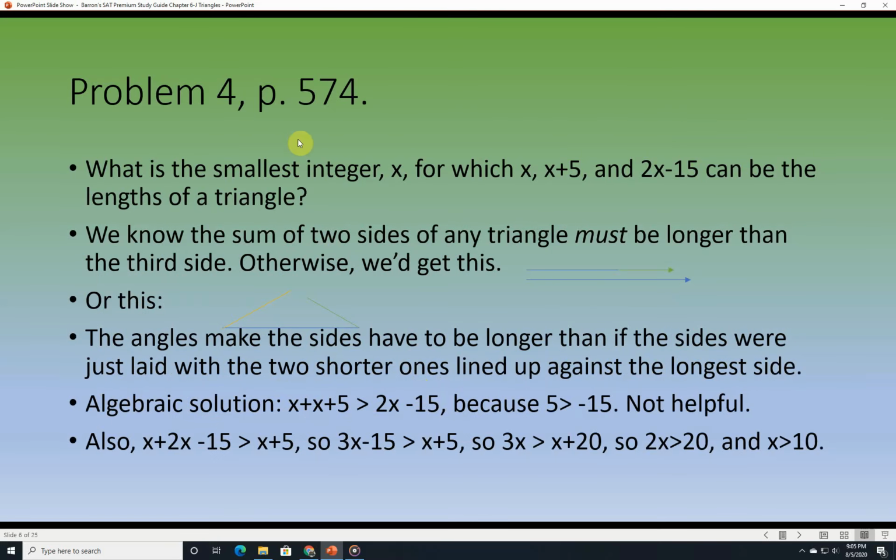Problem 4, number 574. What is the smallest integer x for which x plus 5 and 2x minus 15 can be the lengths of a triangle? We know the sum of the two sides of any triangle must be longer than the third side. Otherwise, we'd end up with something like this.